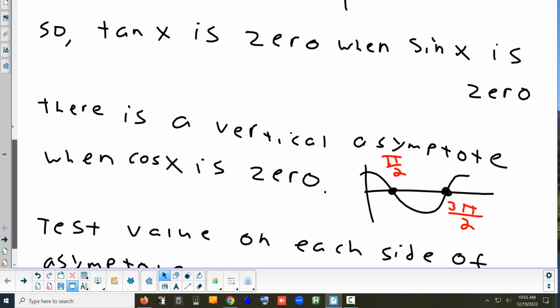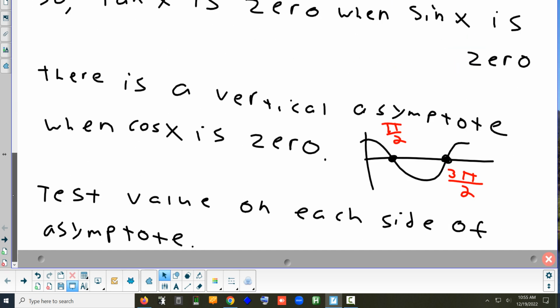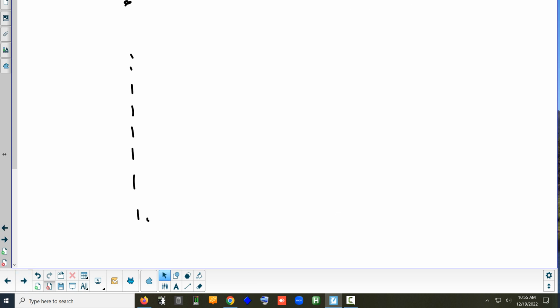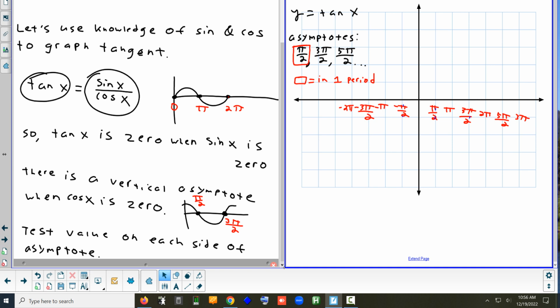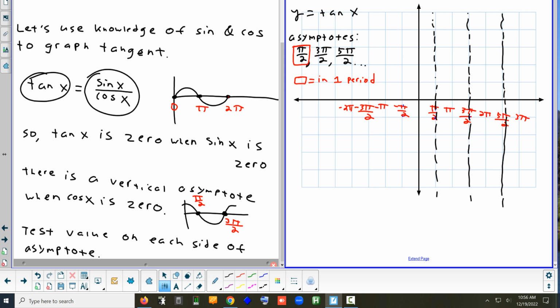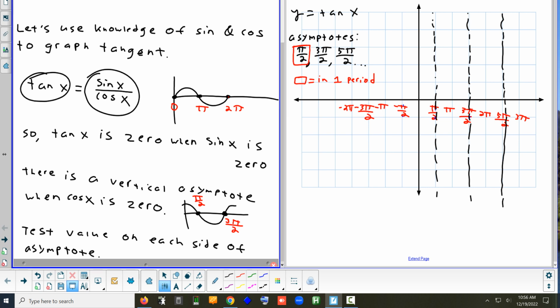And I'm going to have to keep coming back to this so we can remember where the zeros are and where the asymptotes are. Can I do it on the screen? Yeah, I'm going to try to do it at the same time. Let's go like this. Okay, so I wrote down the asymptotes that we get from where cosine is 0: pi over 2, 3 pi over 2, 5 pi over 2, and so on. So let's draw those in. Pi over 2, 3 pi over 2. Okay, good enough. And the zeros, where it crosses the x-axis, are 0, pi, and 2 pi.